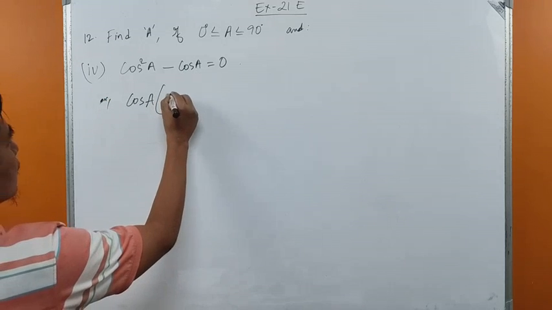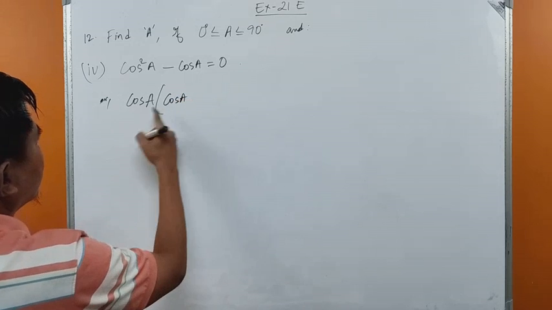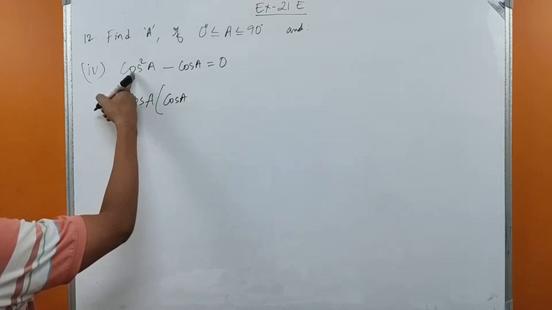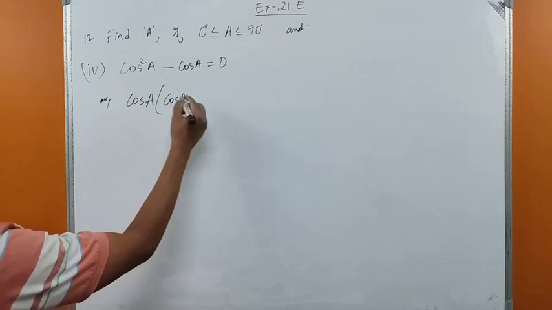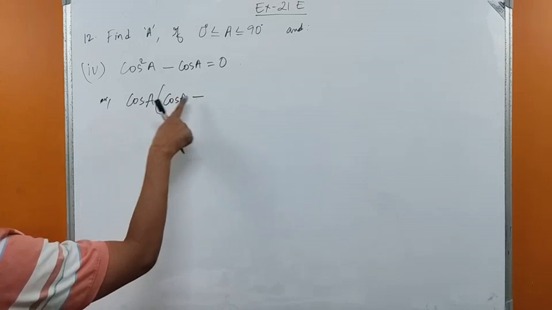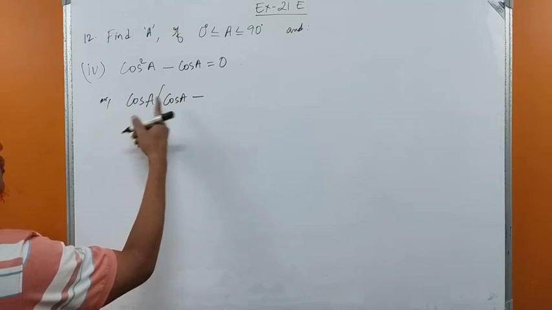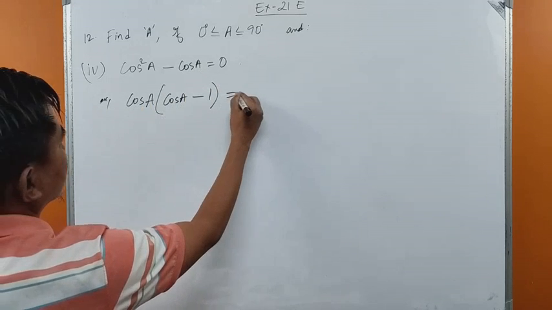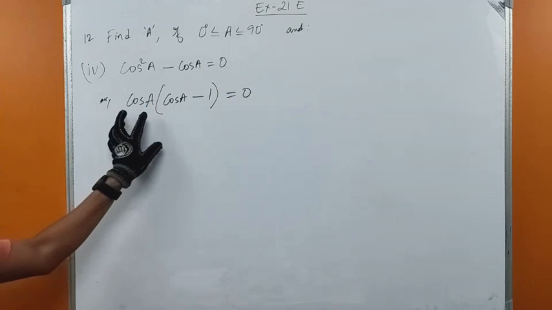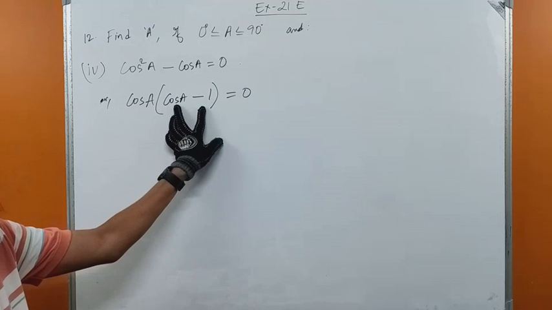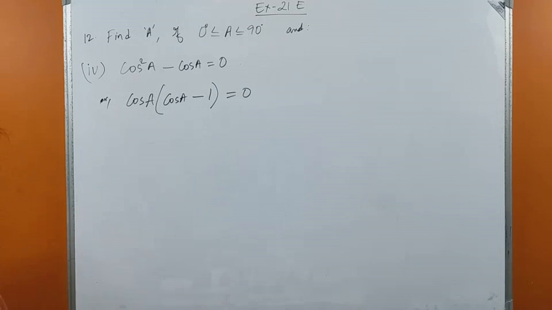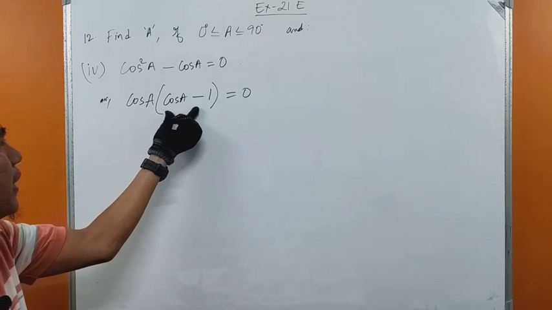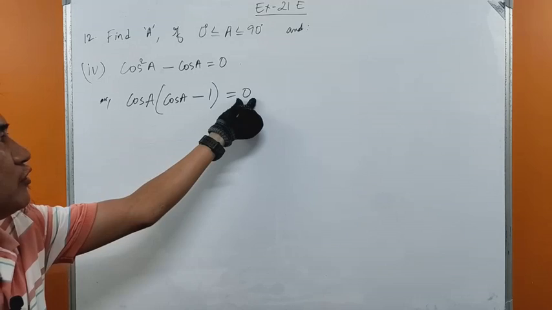Cos A into cos A gives us cos square A. Okay, plus into minus, minus. Cos A into 1, cos A equals 0. Now we have cos A into cos A minus 1. Bracket means into, isn't it? Multiplication. So cos A when multiplied with cos A minus 1 gives us 0.